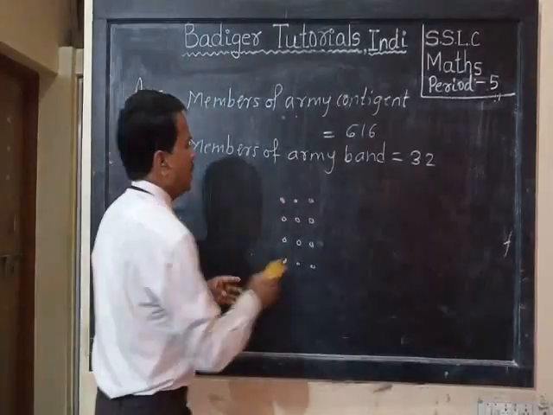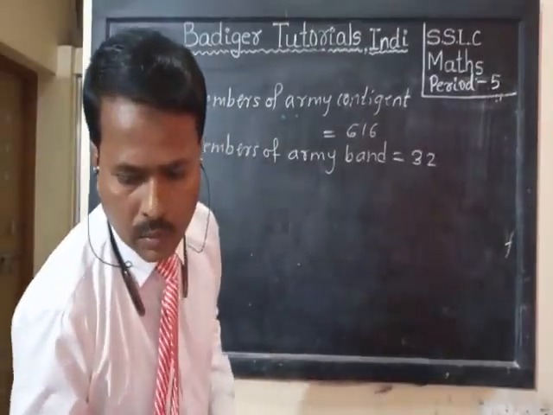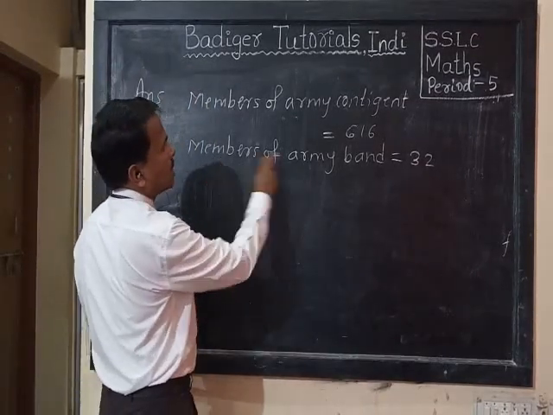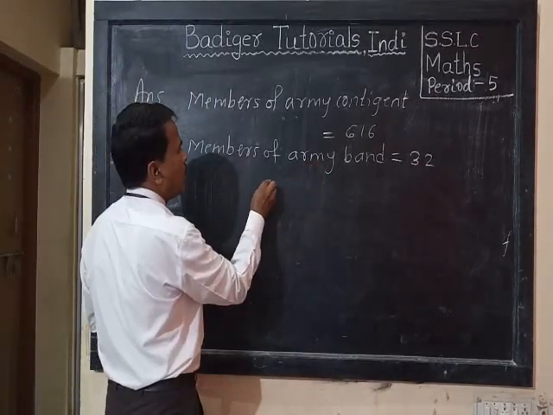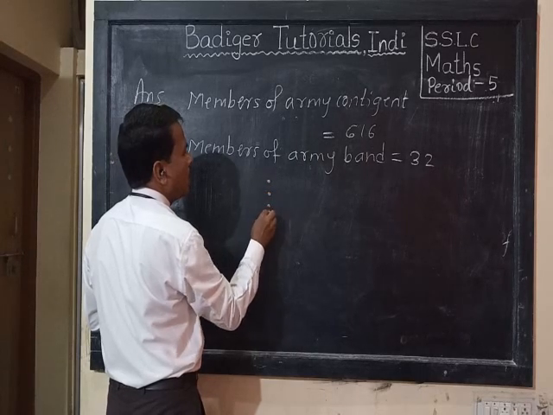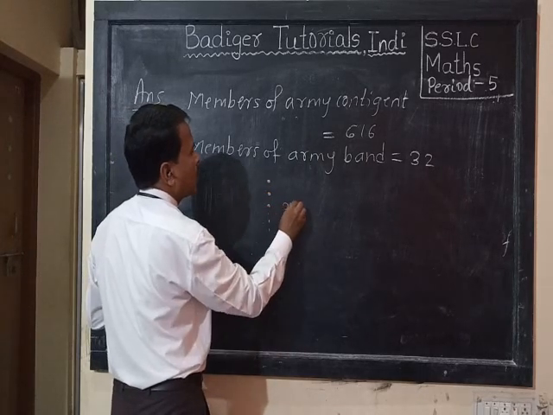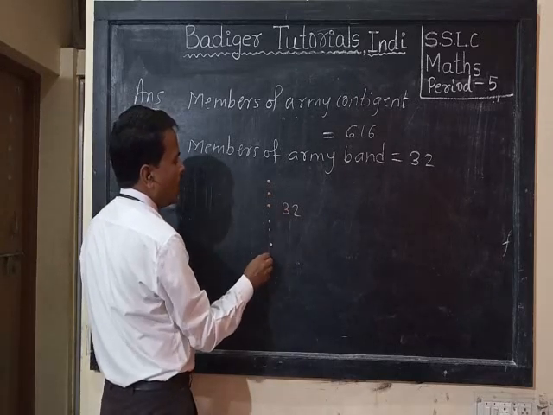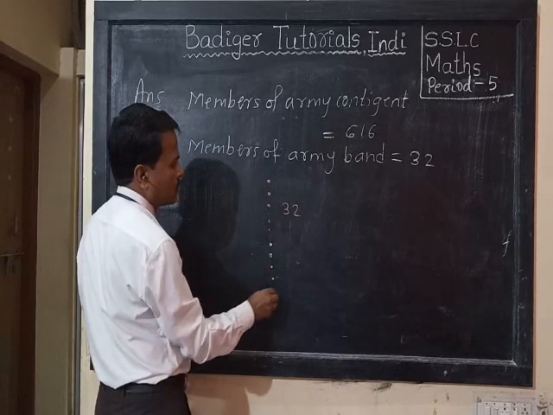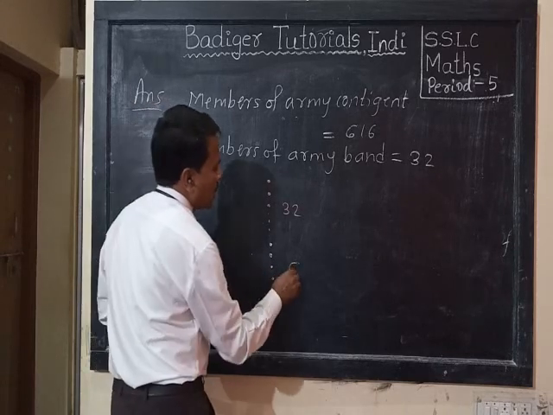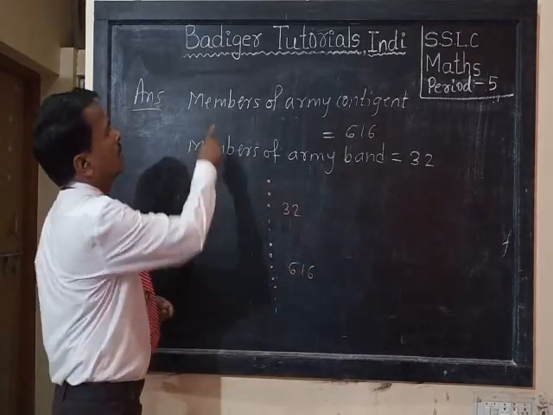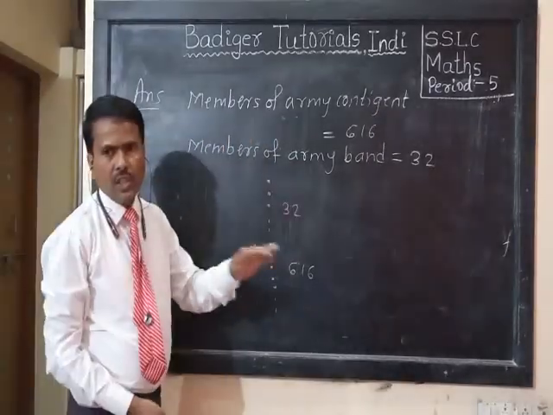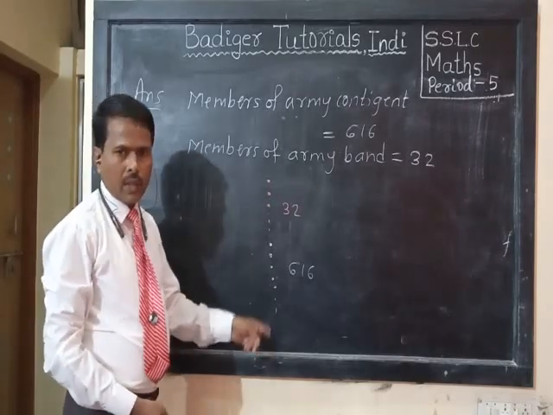If they stand in only one column, 32 members of the army band are there. So 1, 2, 3, and so on. So 32 members will stand in one column. Next, 1, 2, 3, and so on. So 616 members of the army contingent will stand in 616 rows if there is only one column.